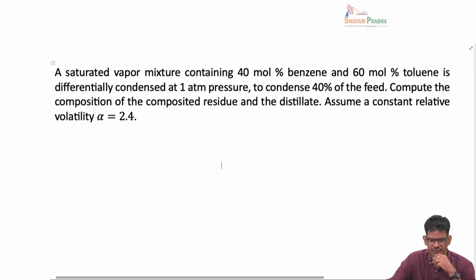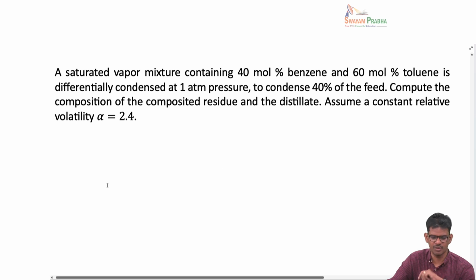So this is a problem of differential condensation. Generally, there is no question in the textbook or any other resources that I have been following, nor in GATE questions. But this is something that I set up based on what we discussed in the class. So here we have a saturated vapor mixture containing 40% benzene, 60% toluene, and it is differentially condensed at 1 atmospheric pressure. To condense 40% of the feed, compute the composition of the composited residue and the distillate. Assume a constant relative volatility of 2.4.